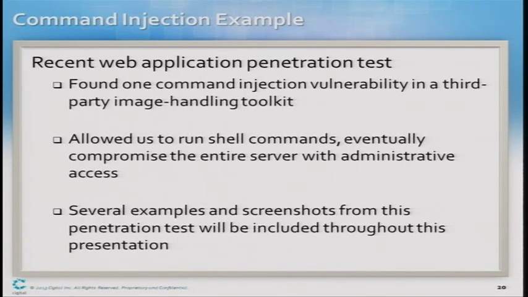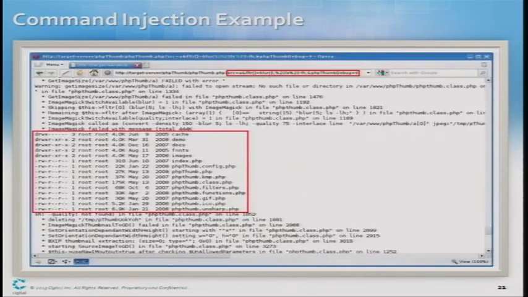So I'm going to use a few screenshots. There was a recent web app pen test that I was involved in, and we found a single command injection vulnerability in a third-party image processing toolkit. And this allowed us to run shell commands unprivileged as the web server user, essentially, the Apache user. But eventually, through a sequence of events, we were able to use that to gain admin access, shell access to the server because of some other configuration mistakes that they had made. So I'm going to use a couple of screenshots from this to show some examples.